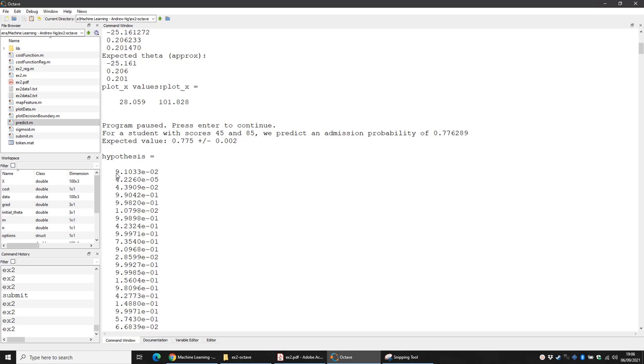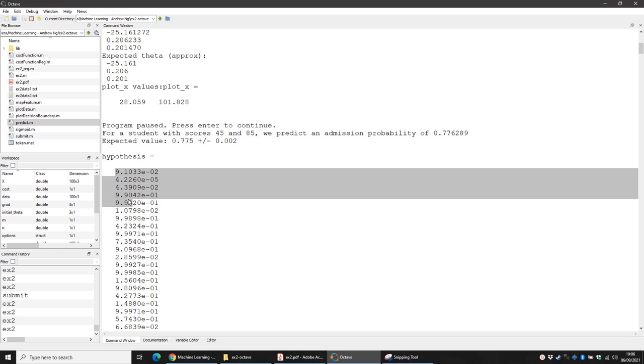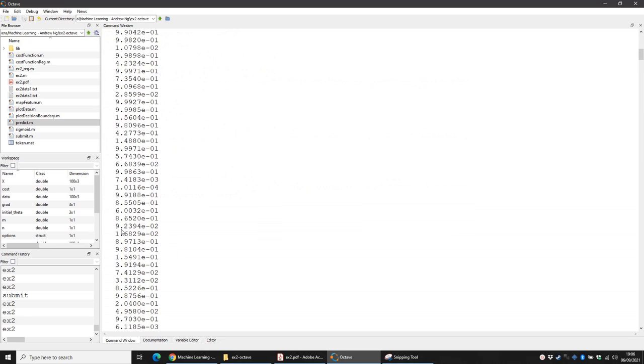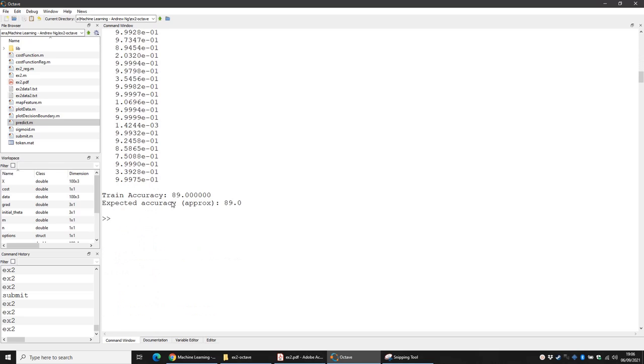So we would be predicting that for the student who got this, this is the probability they are not going to get admitted. But somebody who is at 0.99, they should get admitted. So based on the vector that we have produced here, based on these 100 entries, we should expect that our accuracy is 89.